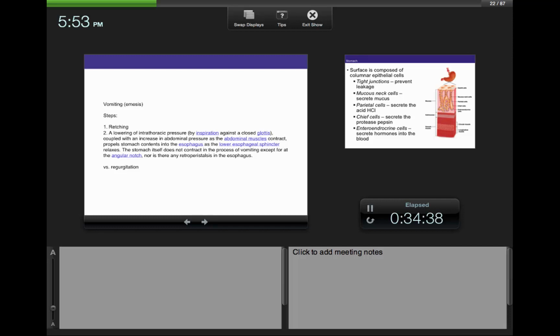But this is all about pressure changes. It's different than regurgitation. What happens is you start to retch. You breathe in against a closed glottis, like that, retching. And then it creates a negative pressure in the upper esophagus. At the same time, your diaphragm and your abdominal muscles are contracting to increase pressure in your stomach, creating a massive pressure change between your stomach and the upper esophagus. And then once that lower esophageal sphincter opens, that's when you vomit.